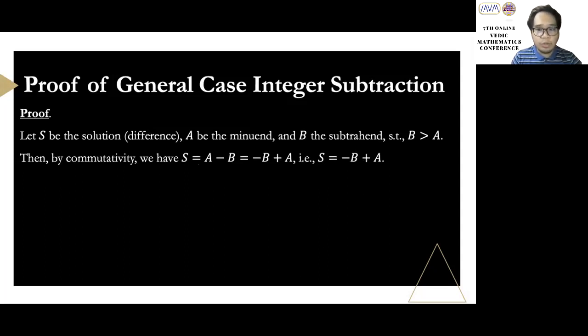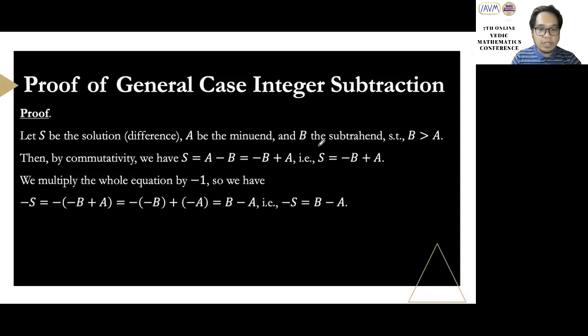What we'll do then is multiply the whole equation by -1. So from this equation here, we're going to multiply this by -1. What we have is negative S minus the quantity negative B plus A. Distribute the minus sign, so we have minus minus B plus minus A. So minus minus B will become positive B minus A.